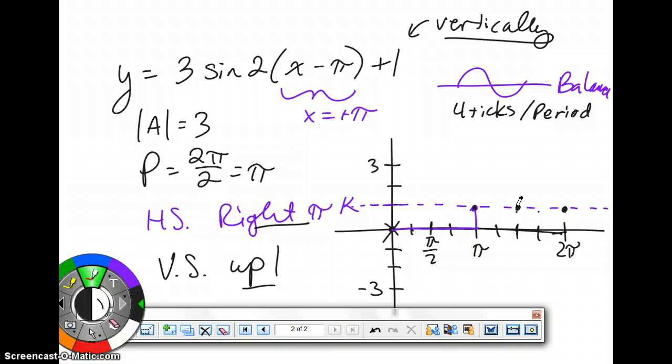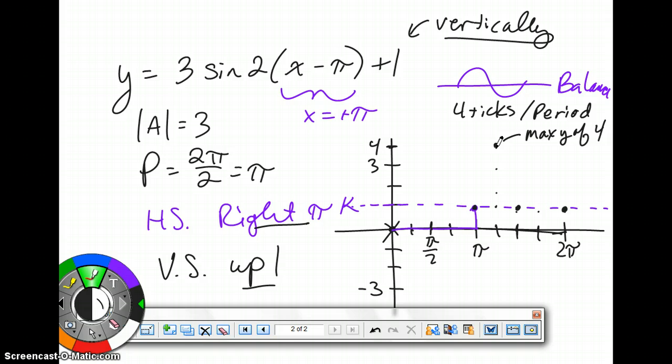So now I can deal with my maxes and mins, and so halfway between the first and the second 0, since this is a positive sine graph, I'm going to go up 3. Wait a minute, I can't be on the 3 then, because I'm at 1 that I'm oscillating over. So I have to count up 3 from 1, which puts me at a maximum y of 4.